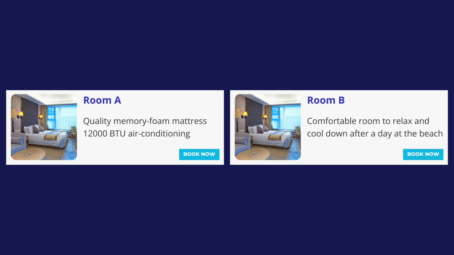Let's use a real example on this. Now, let's say you're going to a B&B. Now, I want to go into your head as a consumer. You're on your phone, you're looking for the rooms, you're looking for a hotel, and then you see 2 options. Think about which one sounds more appealing to you. A room with quality mattress, memory foam, with a 2000 BTU air conditioning system, a comfortable room to relax and cool down after a day at the beach. In which of these rooms can you see yourself?